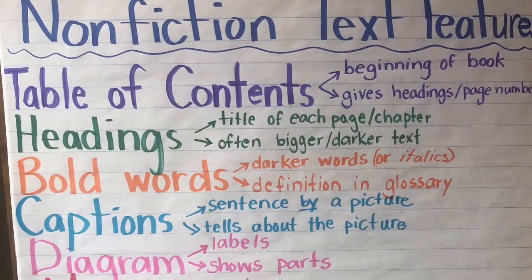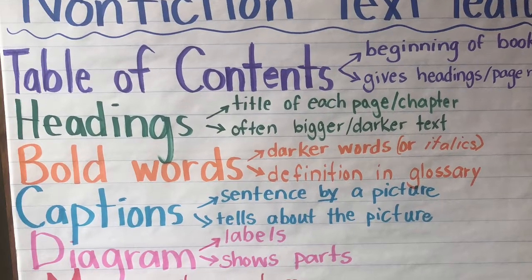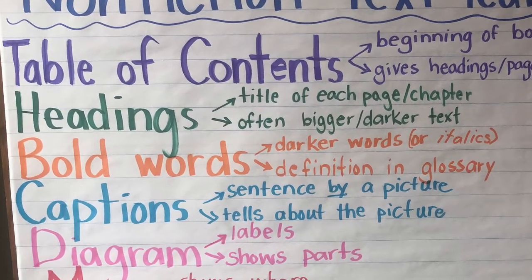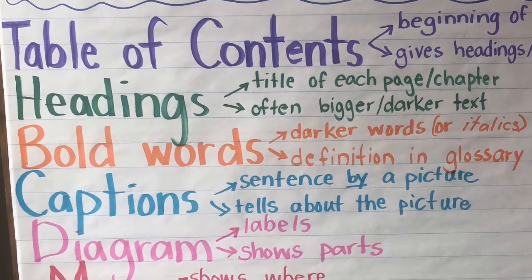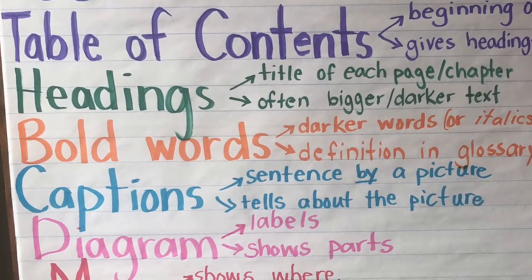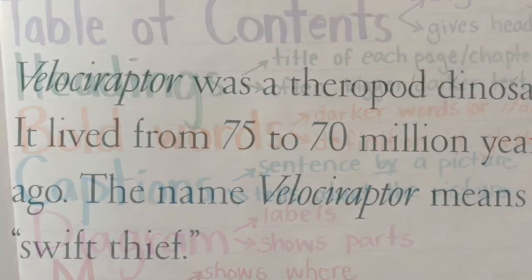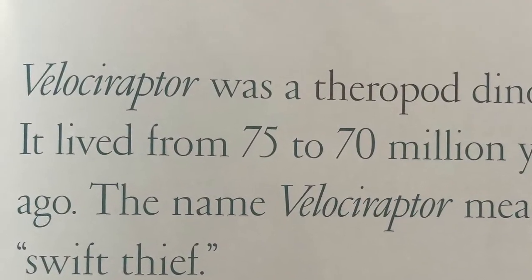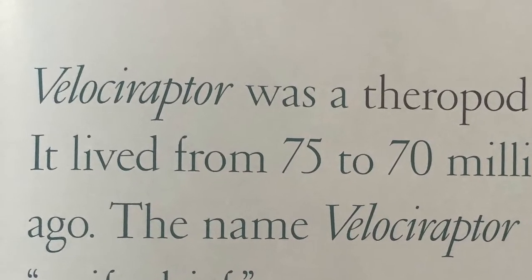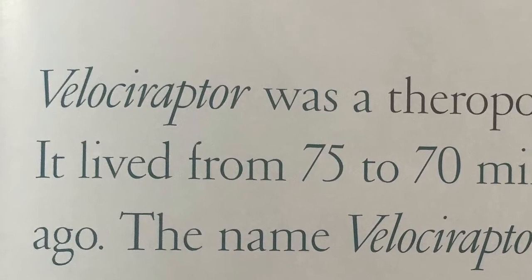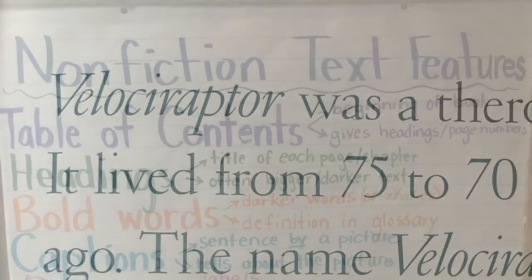So another thing we'll often see in nonfiction books is bold words. Those words are usually darker words, or sometimes they're in italics, which we call slanted letters. And a lot of times you'll find the definition of them, or what they mean, in the back in the glossary. So here in our Velociraptor book, we see not bold or darkened words, but we do see words in italics or slanted print. You can see it looks different than the rest of the words on the page.